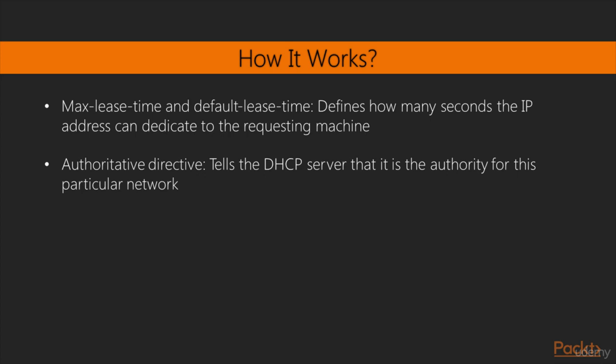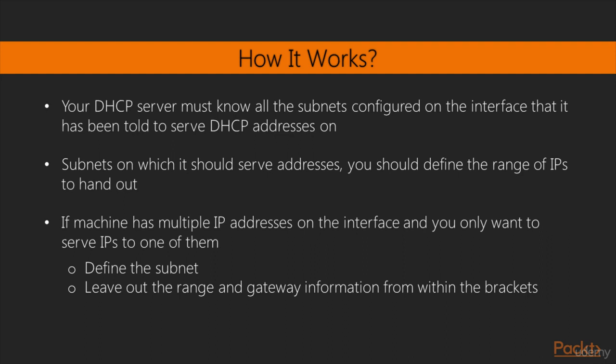Authoritative directive. This tells the DHCP server that it is the authority for this particular network. Sometimes, clients that have recently had a lease on another network may attempt to re-request the same IP address. An authoritative server may send them a DHCP NAK, negative acknowledgement, to tell them that they must request a new IP address. If your DHCP server is not the only one on the network, you may set it as not authoritative in order to avoid this behavior.